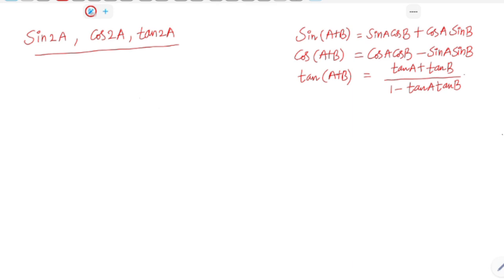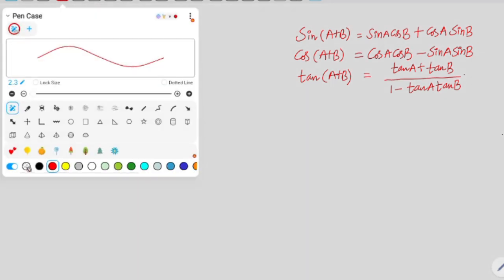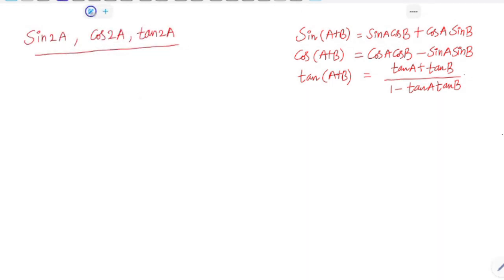For the sake of convenience, I have written sine of a plus b, cos of a plus b and tan of a plus b at the right side. Now, what we need to just do is, I have sine of a plus b here. In order to get sine 2a from this, we need to substitute b is equal to a. Therefore, sine of a plus a, which is equal to sine 2a.